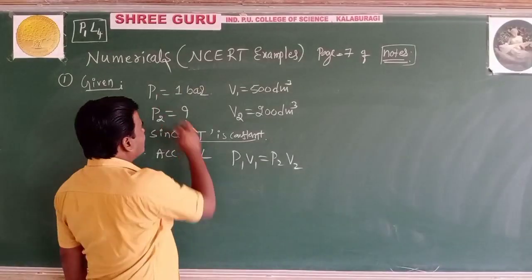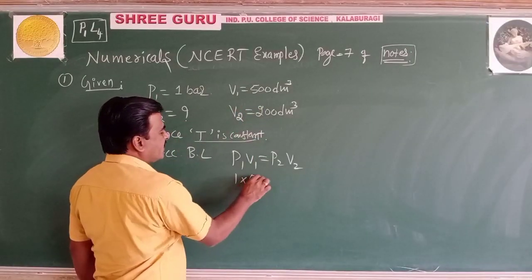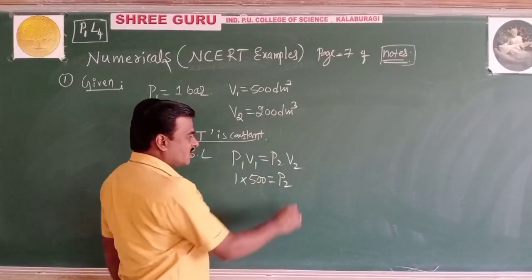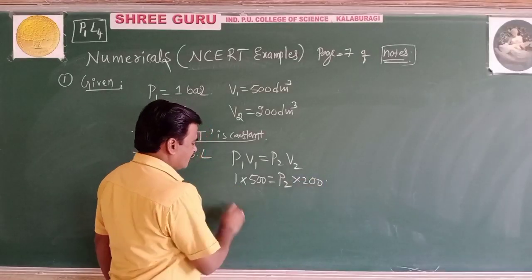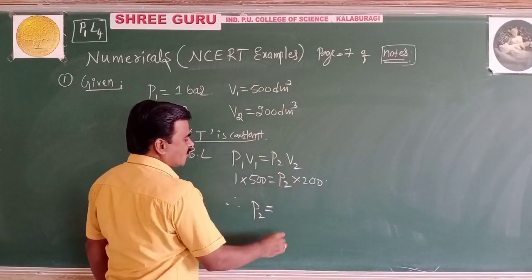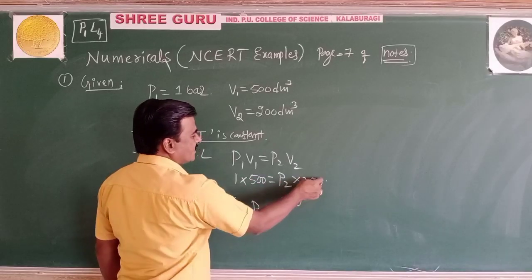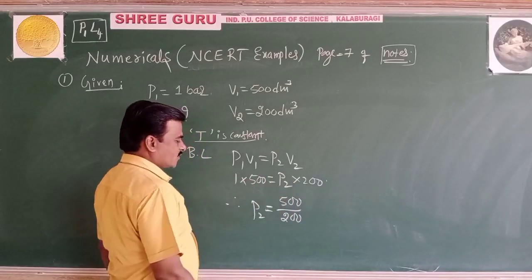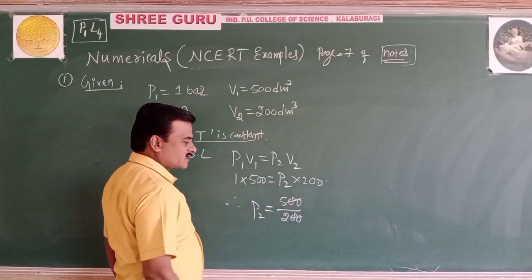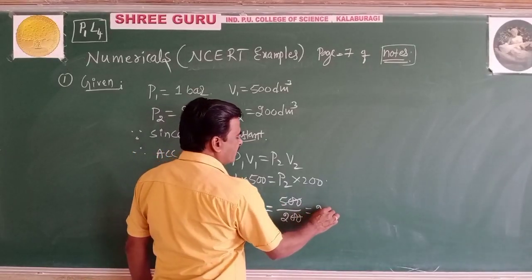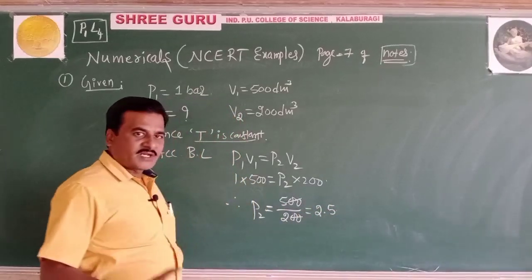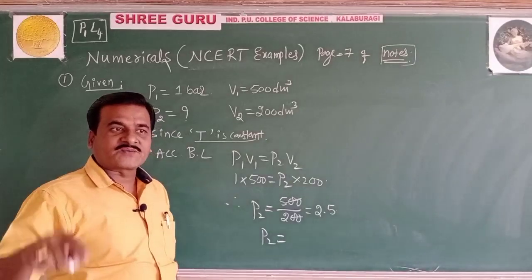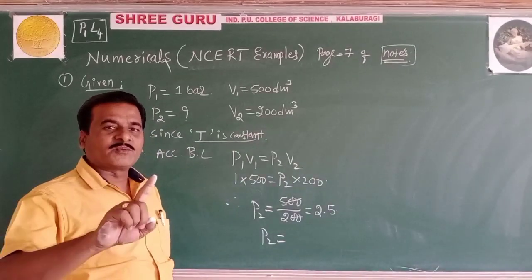They have given P1 is 1 bar, V1 is 500 dm cube. P2 is what we have to calculate, and V2 is 200 dm cube. Therefore, P2 equals 500 divided by 200. The 1 multiplied goes over, the zeros cancel, so 5 by 2, which is 2.5. But remember, don't forget to mention the unit.